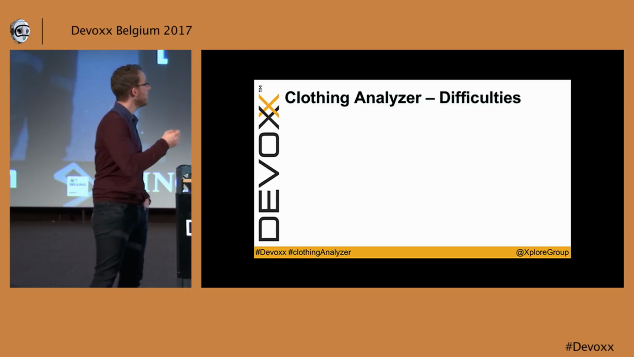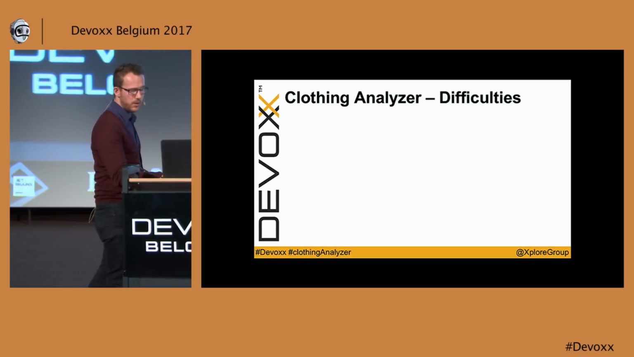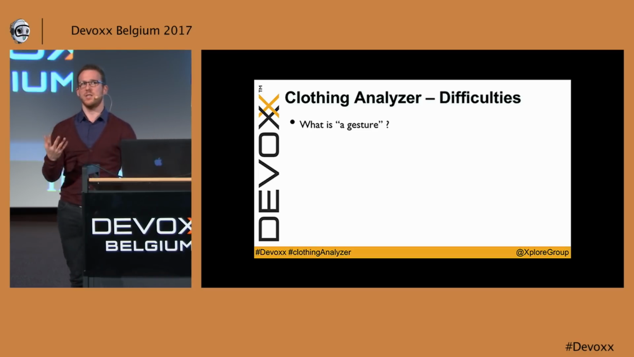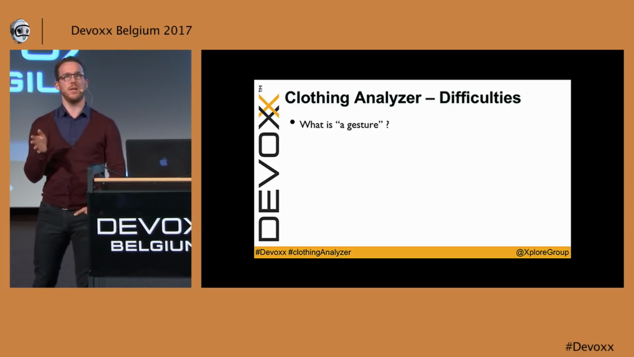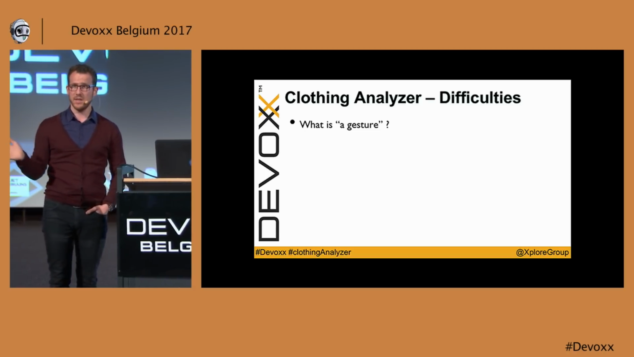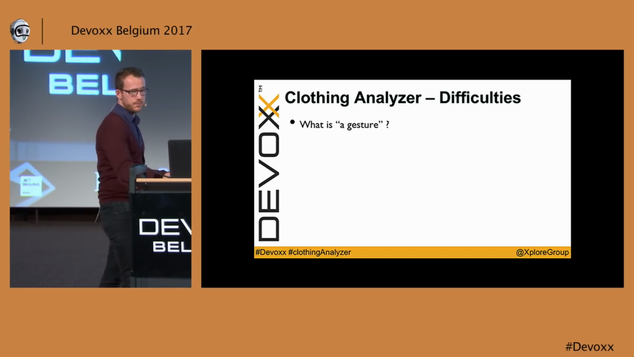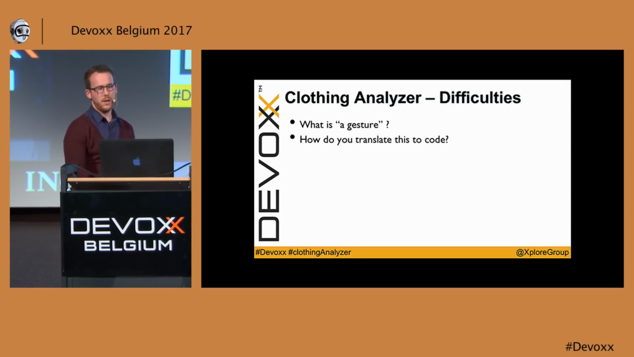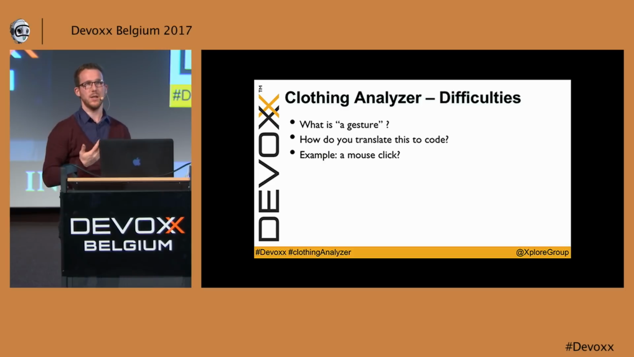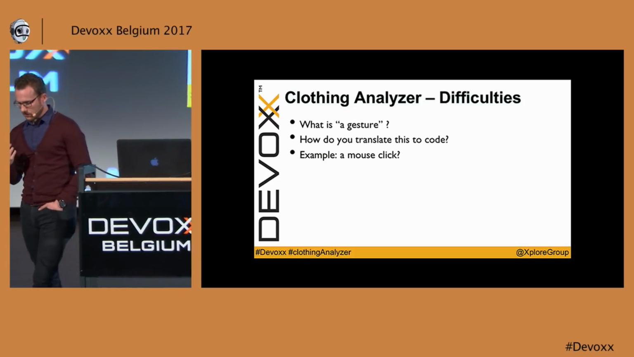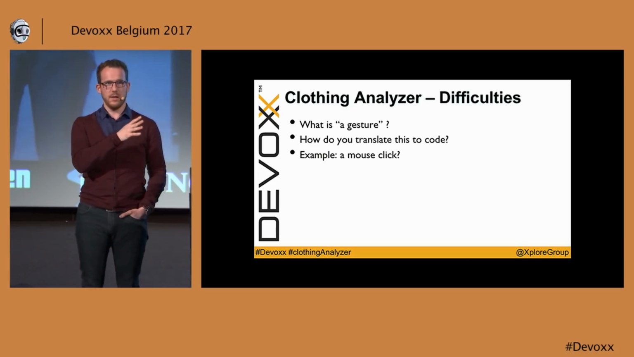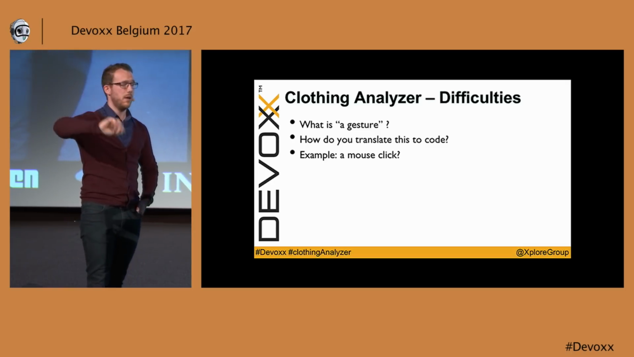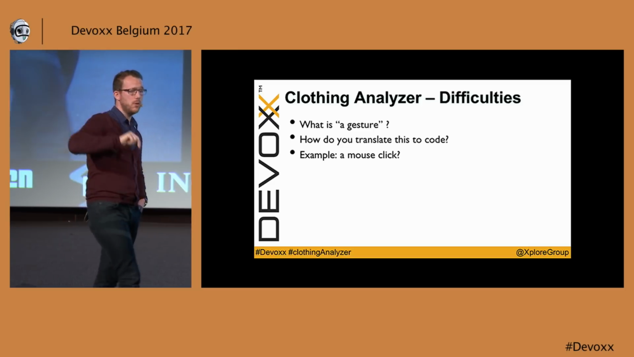So how could we translate everything that we know into the clothing analyzer? Again, what is a gesture? How can we navigate through the application? How do we define a swipe? And how do we translate all of this to code? For example, a mouse click. A mouse click we can interpret in many different ways. For example, do you go like this? Do we use the whole lasso tool?